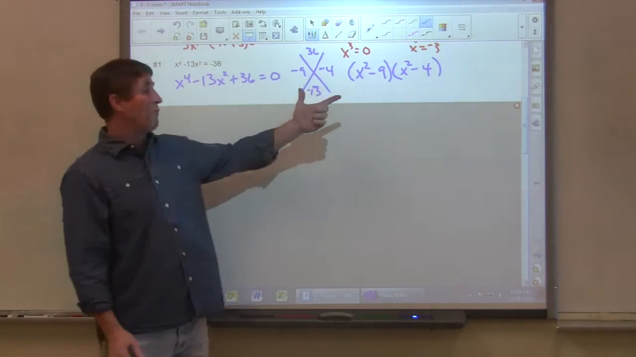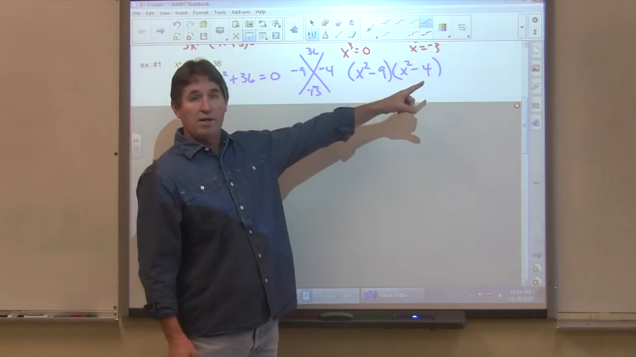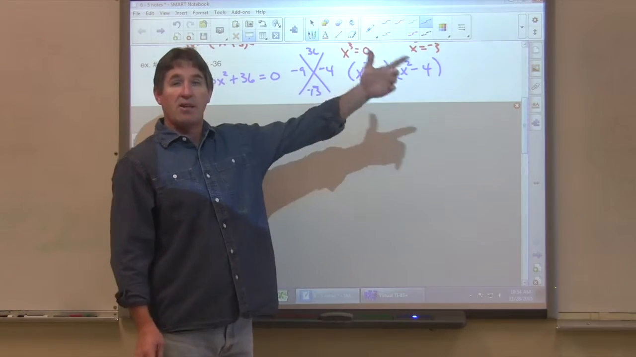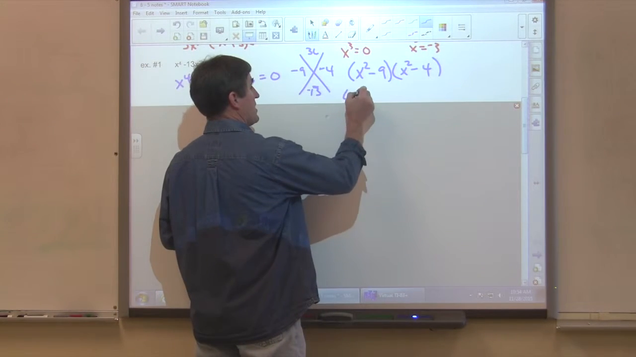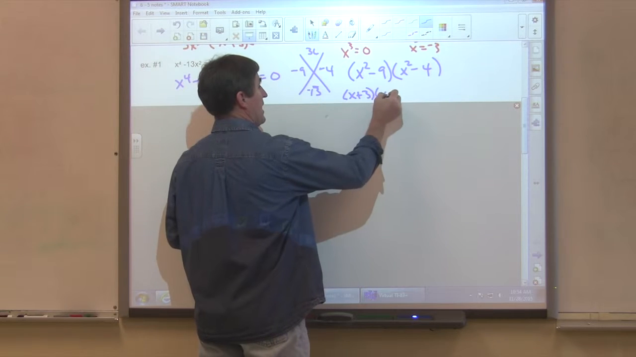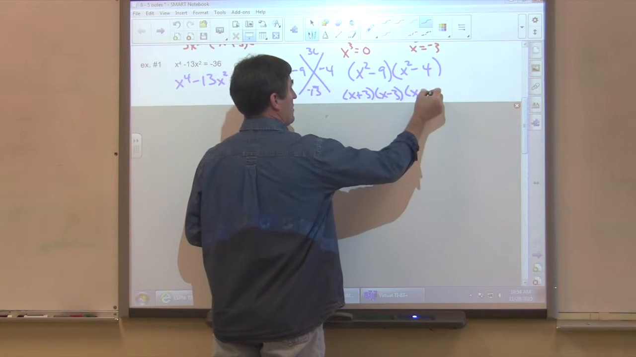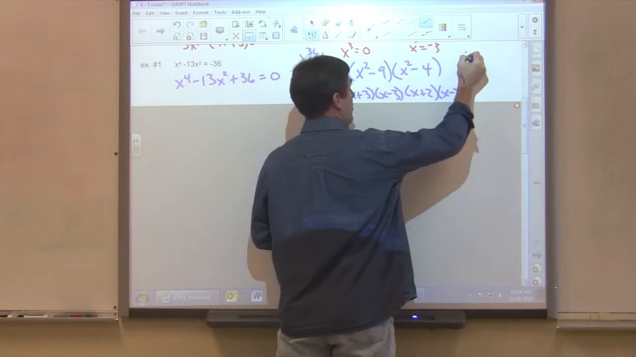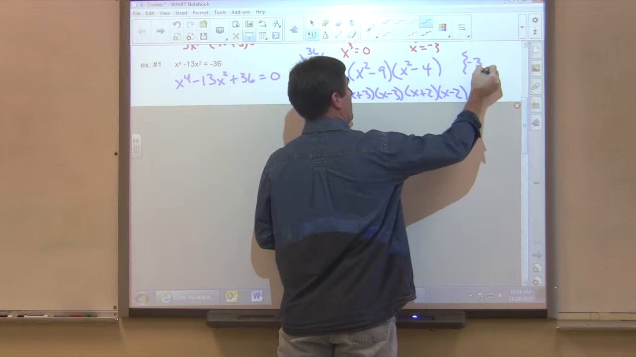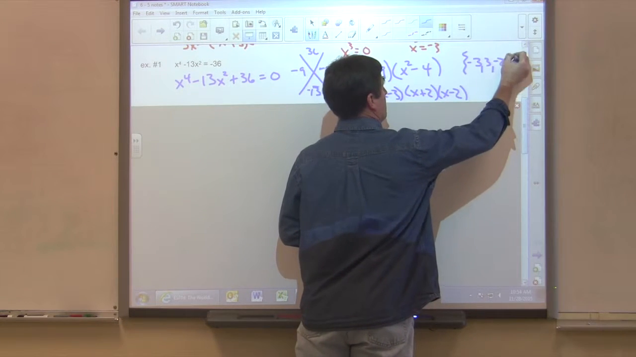Now, here it again would be nice to be able to recognize the shortcut, and this is the difference of 2 squares. If you can't recognize that, you can always do the x method. You'll still get the same answers, but this factors into x plus 3 and x minus 3, and x squared minus 4 factors into x plus 2 and x minus 2. And so our solutions are -3, +3, -2, and +2.